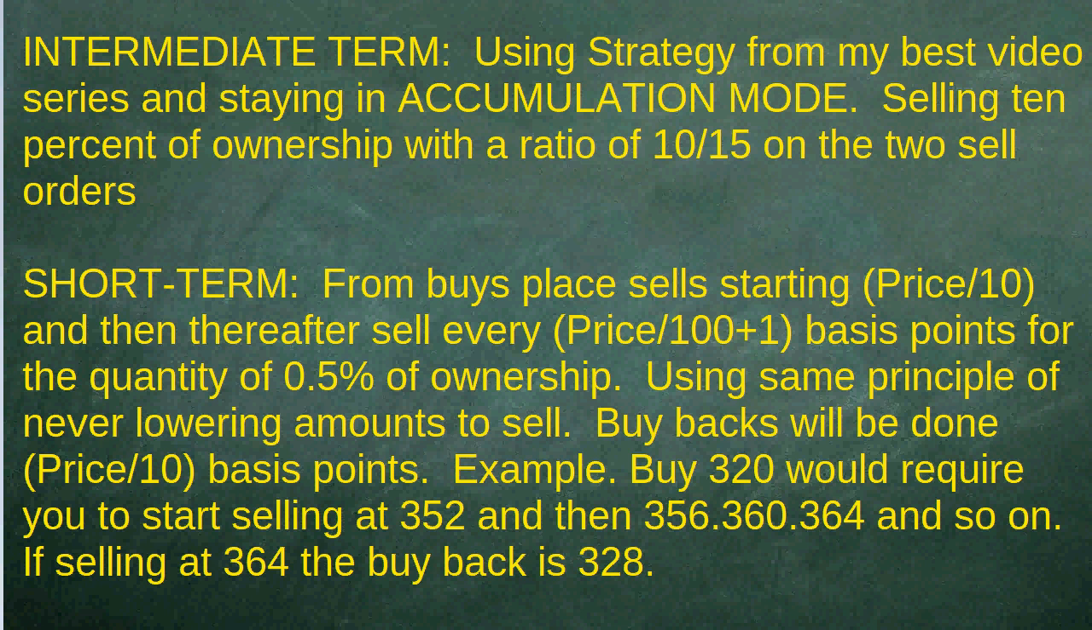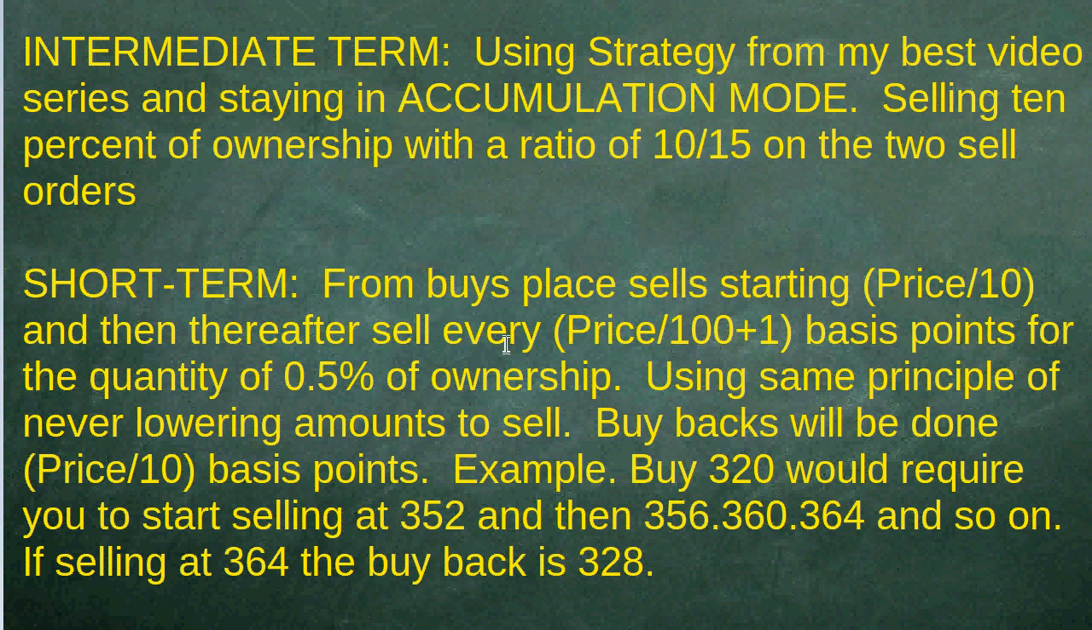Now, the short term, what I'm going to do here, and this is all mathematical. There is no debate on here for where buys and sells are going to come in. This is where from buys, I'm going to place sells starting at a price point of price divided by 10 higher. So if I buy at, say, 1,000, I take 1,000 divided by 10, that's 100. So 100 points from where that is, 1,100 is where the first sell order would come.